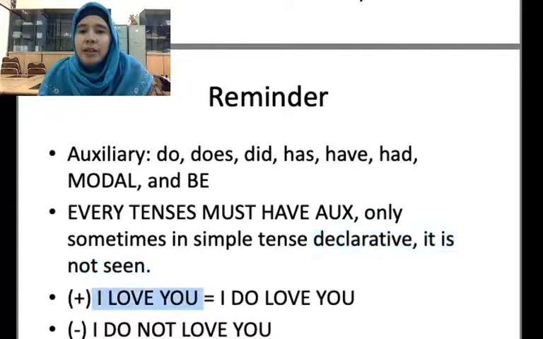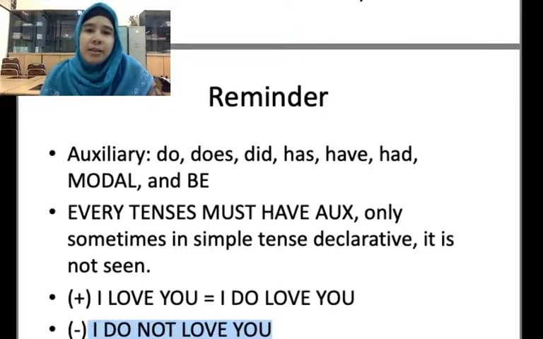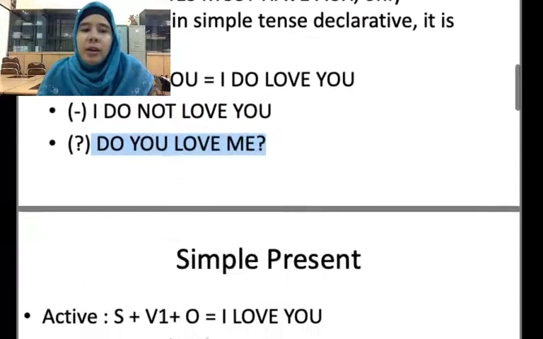So for example, like this one, I love you is the same like I do love you. When it comes to negative, do is it. Okay, do you love me? I do not love you. Right.